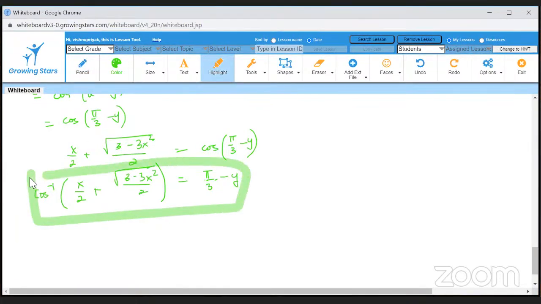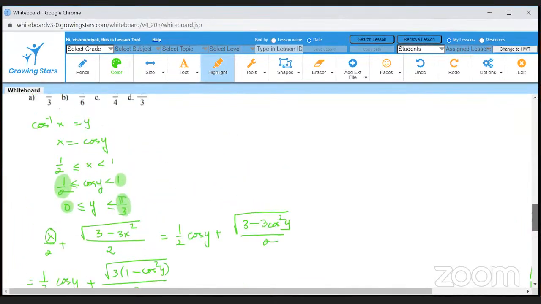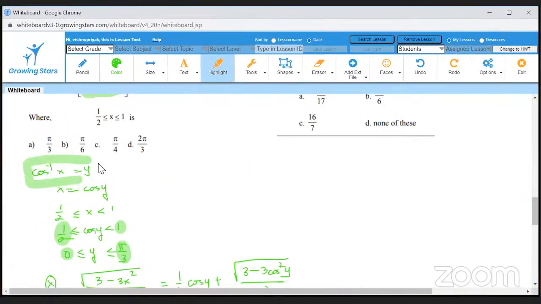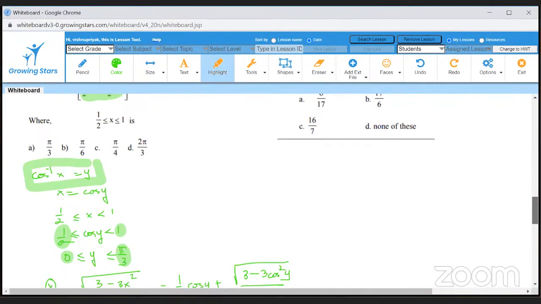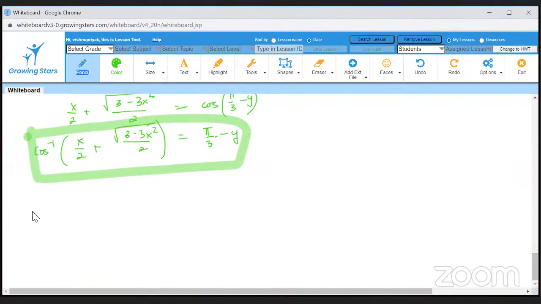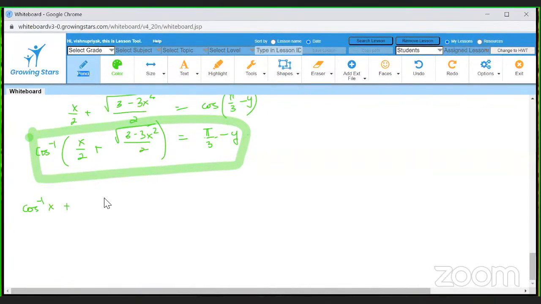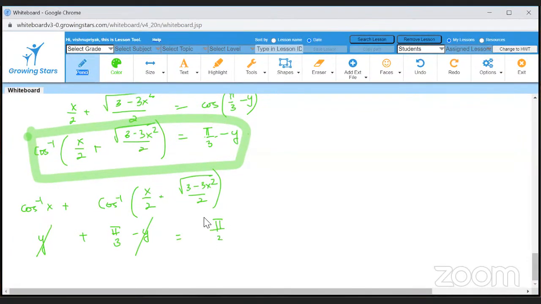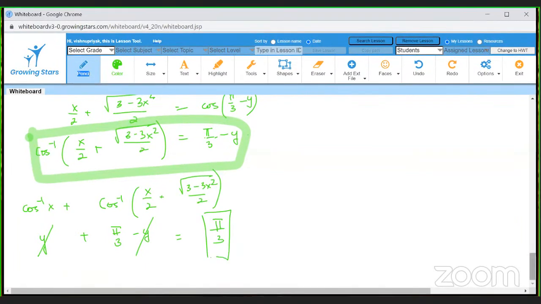The second part we got pi by 3 minus y. The first part we have taken as y. So finally, the first part cos inverse x plus second part cos inverse x by 2 plus root of 3 minus 3x square by 2 will be y plus pi by 3 minus y. Y and minus y will cancel. The final answer is pi by 3.